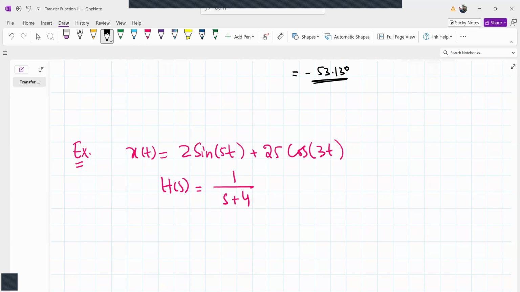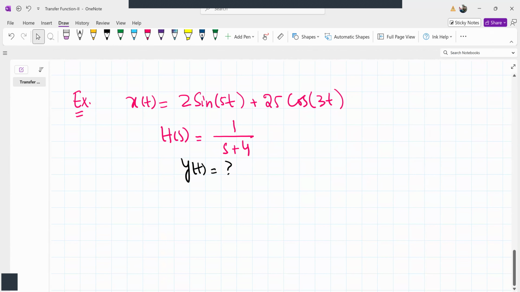Our goal is to find y of t. So what is y of t in the output of this network? As you can see, we have two sinusoidal sources connected to this network. If we use the superposition principle, we can find the response individually.